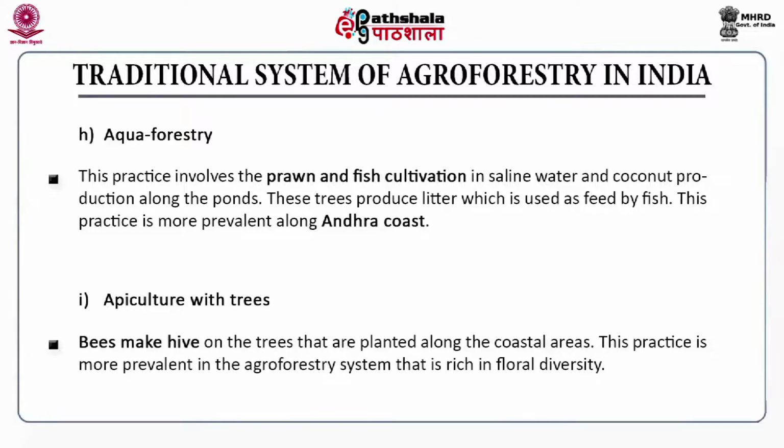Next is apiculture. This is also a traditional system of agroforestry. In apiculture with trees, bees make the hive on the trees that are planted along the coastal areas. This practice is more prevalent in the agroforestry system that is rich in floral diversity.